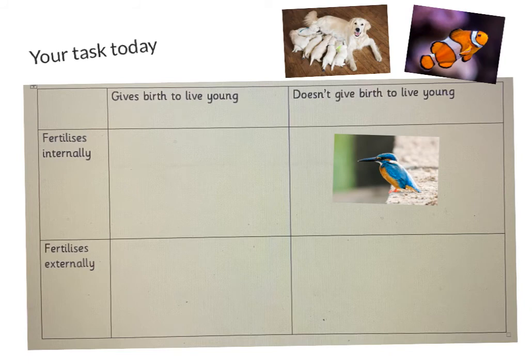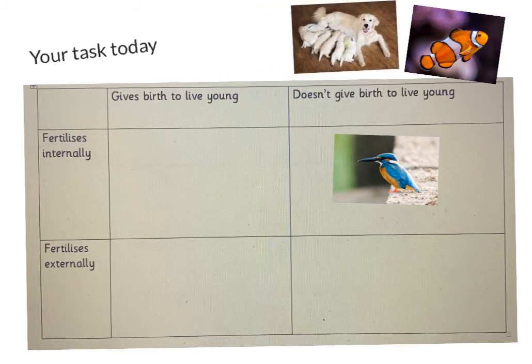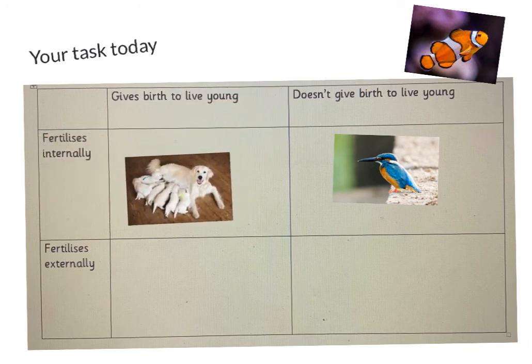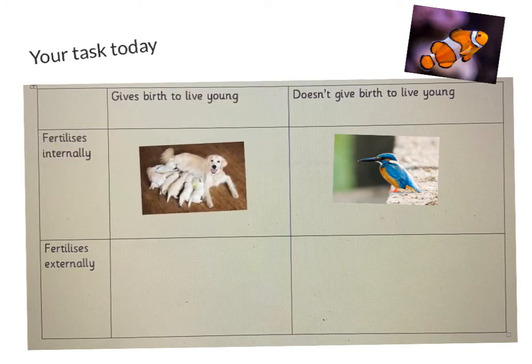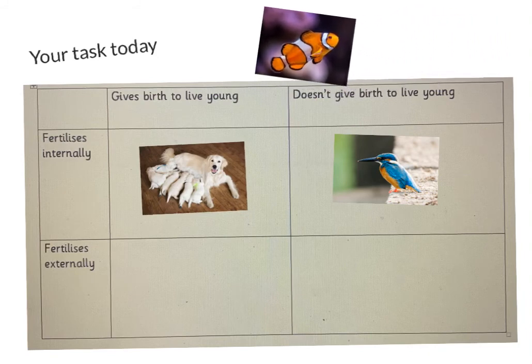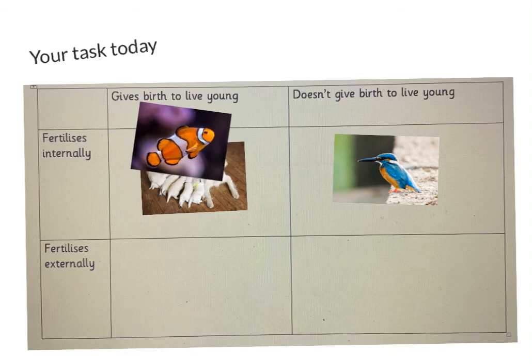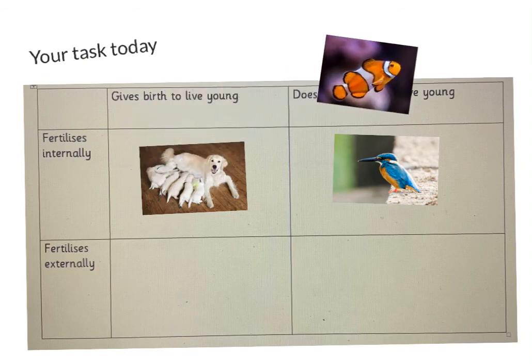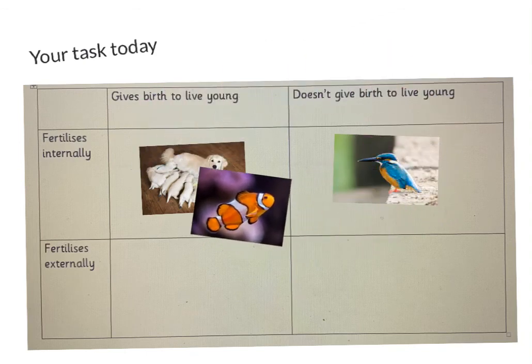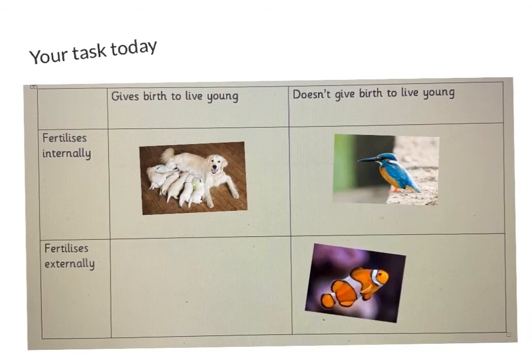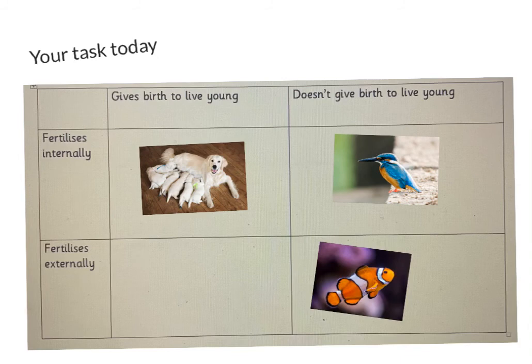Okay. Labrador then, our dog. Gives birth to live young? Yes, it does. Fertilises internally? Yes, it does. So, we'll leave this one here. Clownfish. Again, a clownfish, a species of a fish. Gives birth to live young? No, it doesn't. It lays eggs, so it's going to be in this section. Fertilises internally? No, it doesn't. It fertilises externally, so it's going to go here in the Carroll diagram.